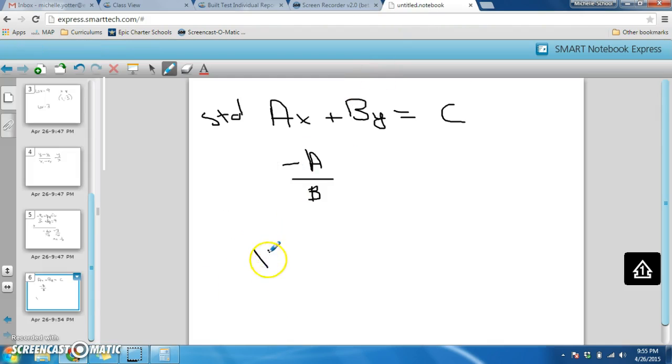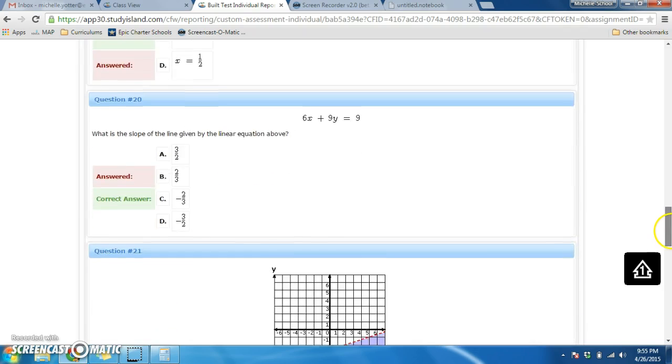Okay, if it's y equals mx plus b, this is slope-intercept form. And our slope is right here, and it's easy. But if it's in standard form, it's negative a over b. So put that another thing to write on your sheet to remember. Okay.